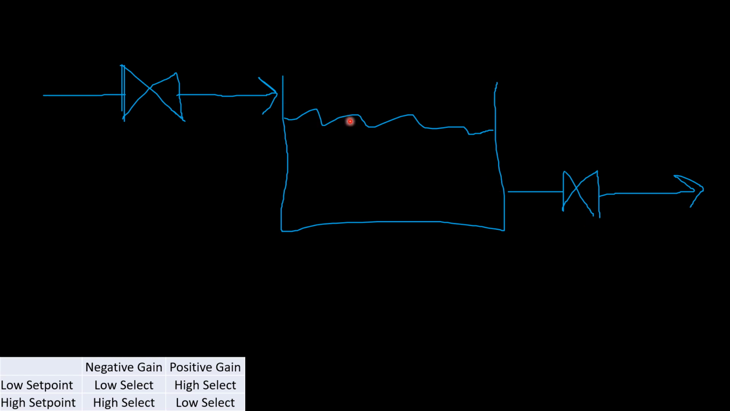So hey, my tank is getting too full. I want to increase this outlet flow. So I have a high set point, negative gain, therefore I want a high select block.